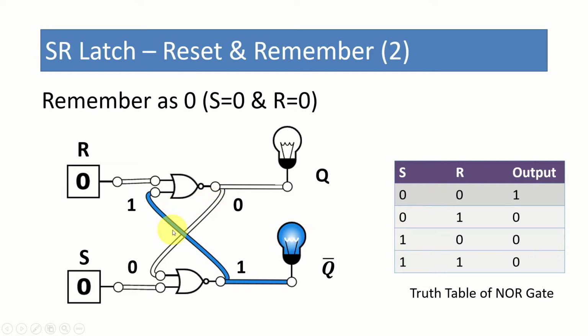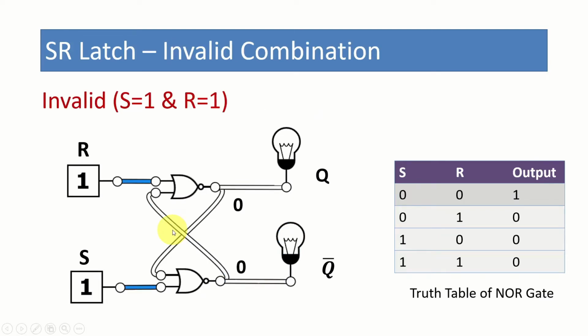Now let's get into an interesting scenario. What will happen, by any chance, if you make both S and R 1? Again, let's refer to the truth table of the NOR gate. We know that when at least one input is 1, the output is 0. So therefore, this is going to be 0. And here also one input is 1, and this is also going to be 0. And now this 0 is fed to here and it becomes 0, and this 0 is going to be fed to the first NOR gate. So anyway, it is not going to change anything. When at least one input is 1, the output is 0.